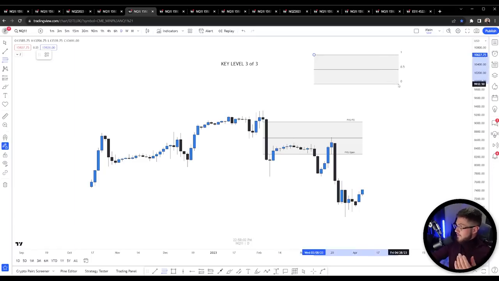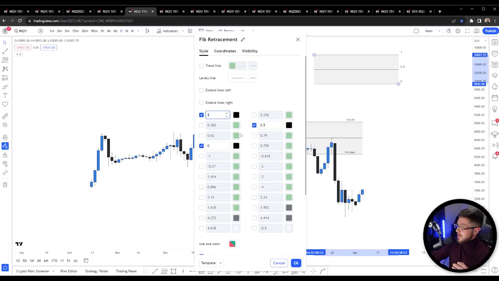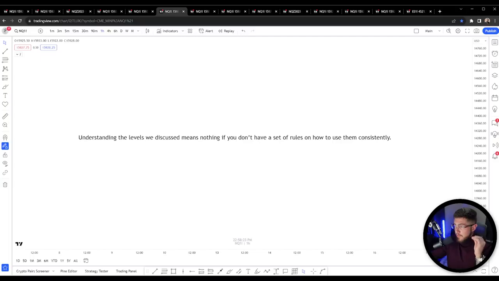Now, the midpoint can be found by using a fib tool. You go right up here to the left, and you need to have these settings right here. You can make whatever color you want, but 1, 0, and 0.5 are the settings you need. But I want to be very clear that just understanding these levels alone means nothing if you don't have a set of rules on how to use them consistently.